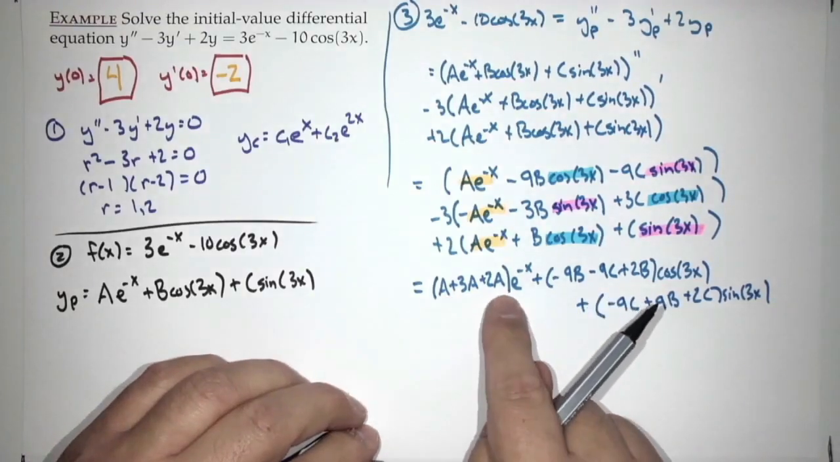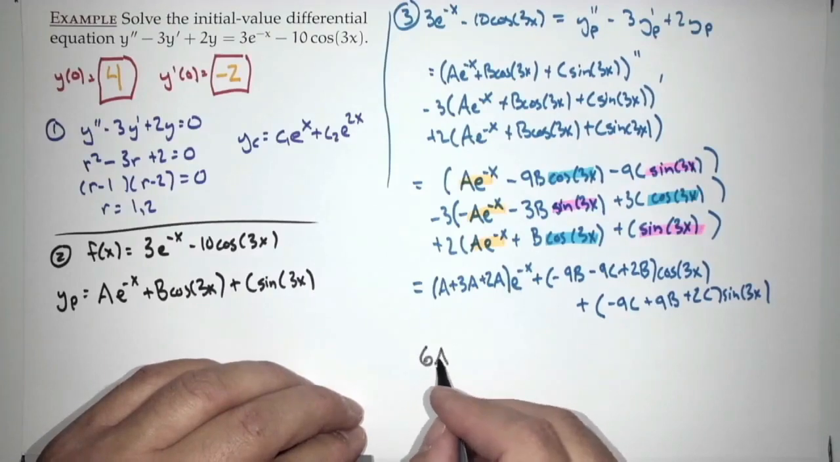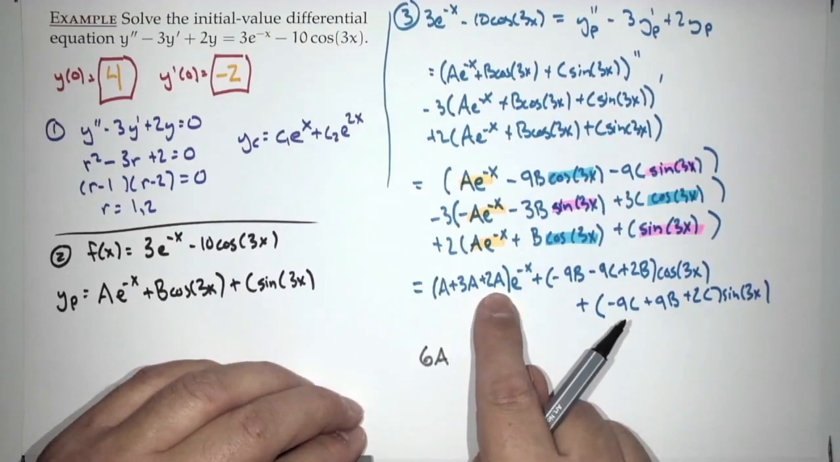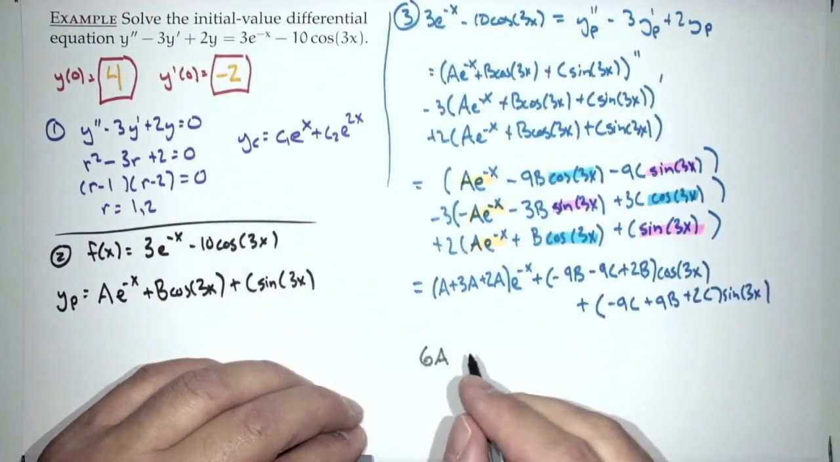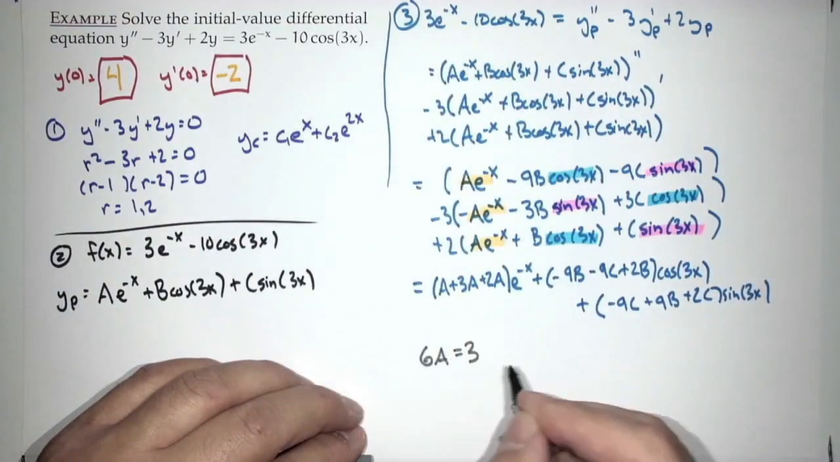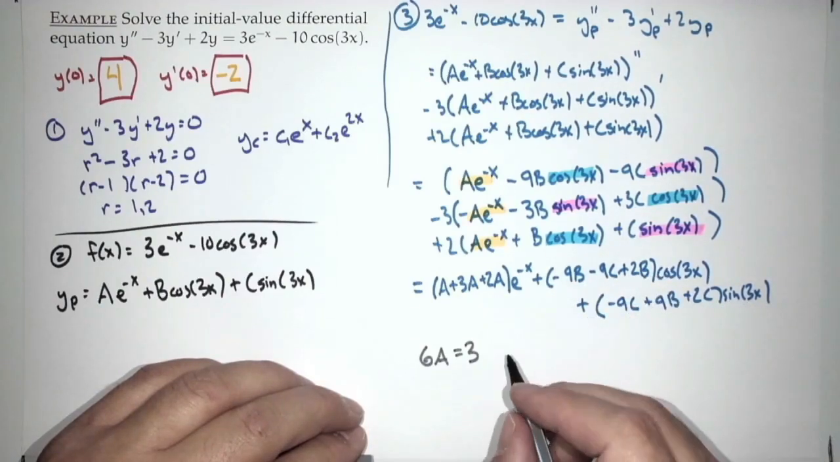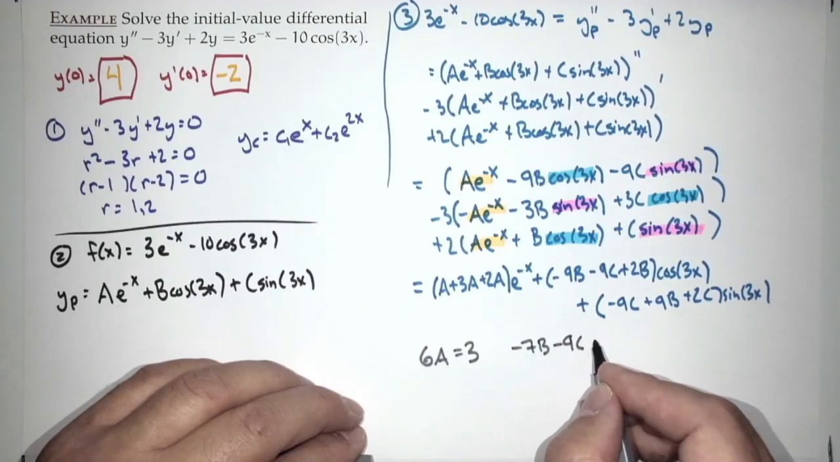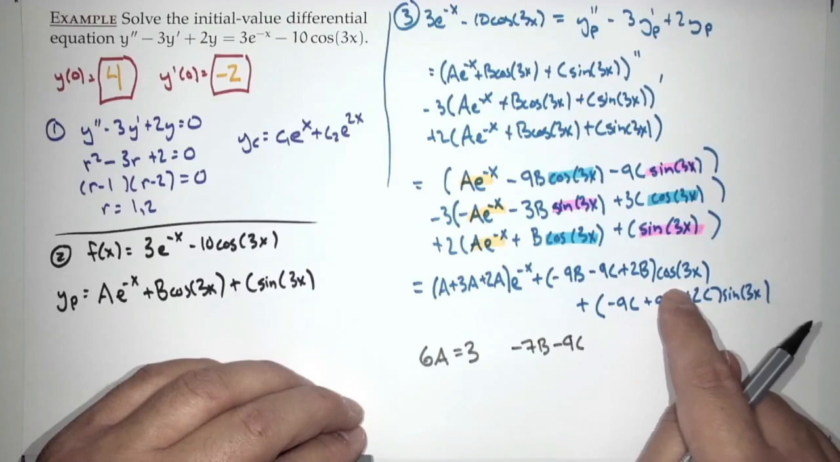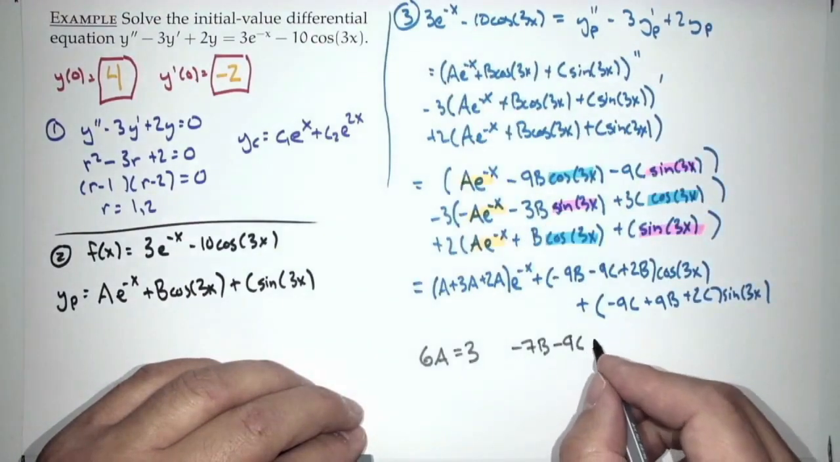A plus 3a plus 2a is also known as 6a. So 6a is the coefficient of e to the negative x. What do we want the coefficient of e to the negative x to be? 3. So 6a better be 3. All right, minus 9b, minus 9c plus 2b. We can write that as minus 7b minus 9c. That's the coefficient of cosine 3x. What do we want the coefficient of cosine 3x to be? Negative 10.